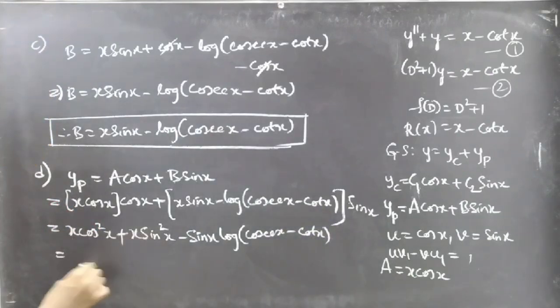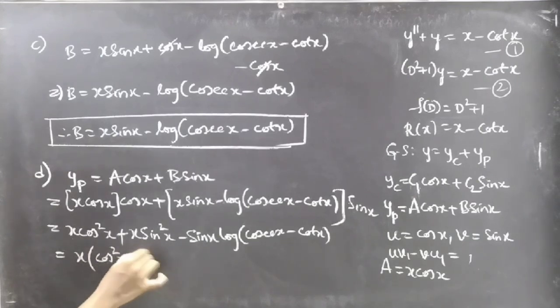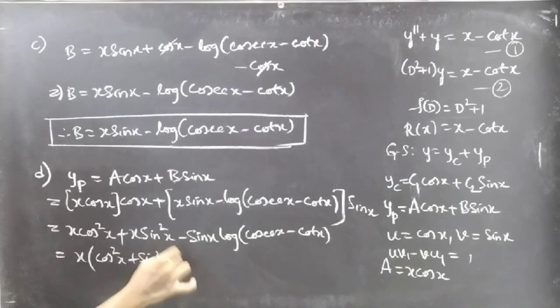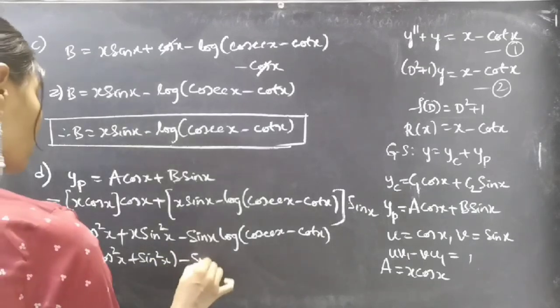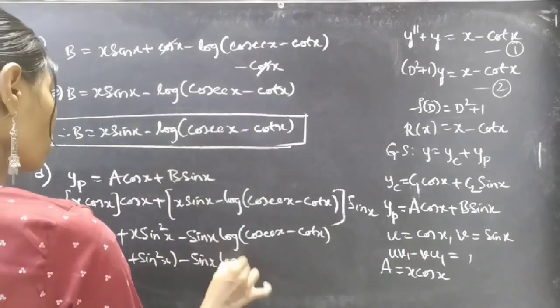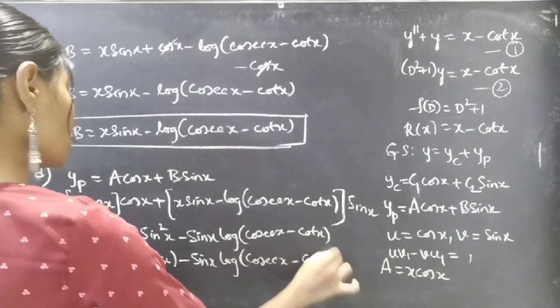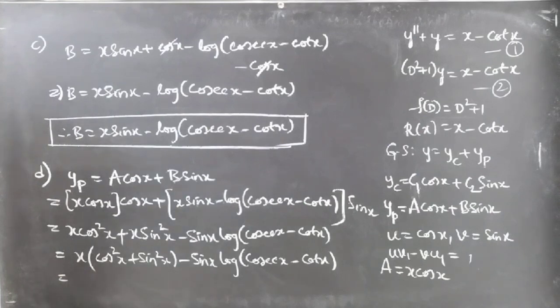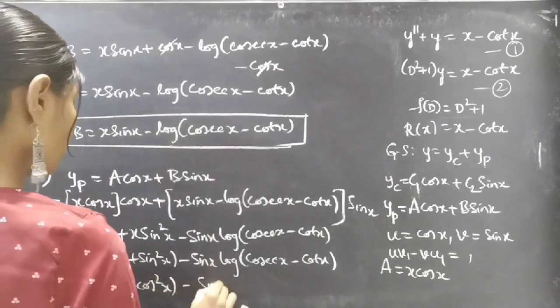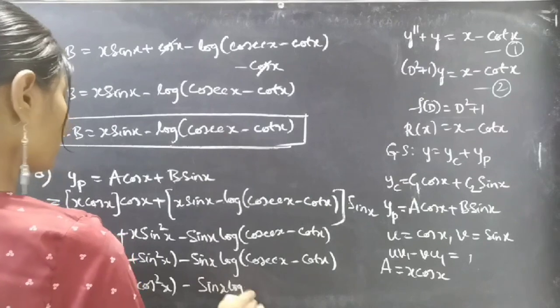Now take x common from the first two terms. You will get x times cos square x plus sin square x, minus sin x log of cosecant x minus cot x, or you can write the first term as x times sin square x plus cos square x, minus the second term which remains the same.